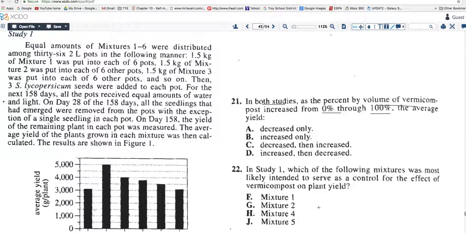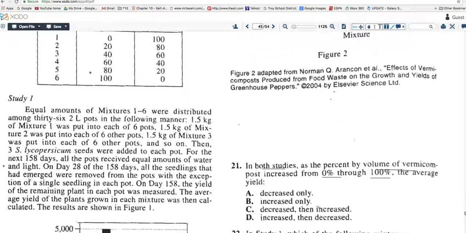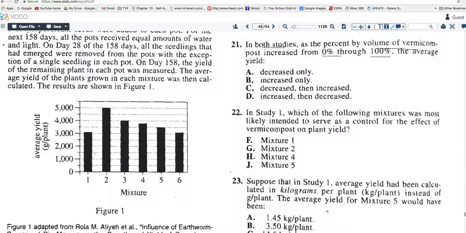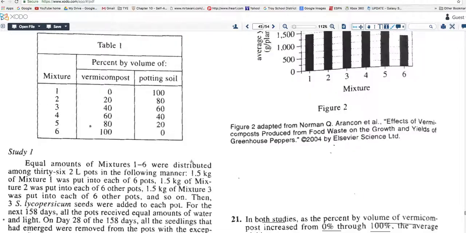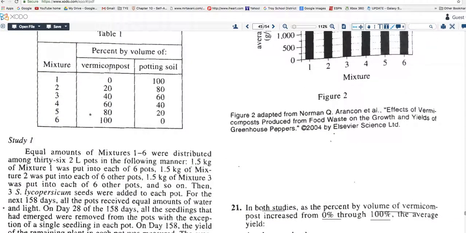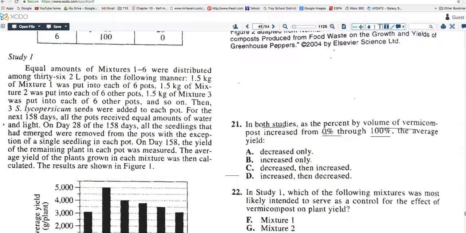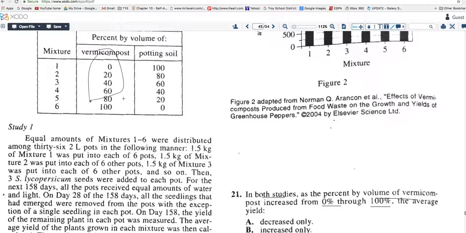Okay, so you look at table 1, and when you look at the vermicompost, it goes from 0 to 100 through mixtures 1 through 6. So then you look at mixtures 1 through 6 on both of the graphs, and the bars go up and down for the average yield. Good. You need to first see this part right here. This tells us our percentage of vermicompost, which they say as a percent increase from 0 to 100%. You don't know if 0 to 100% is from 6 to 1 or from mixture 1 to 6, so the only way to tell that is by looking at this table right here.